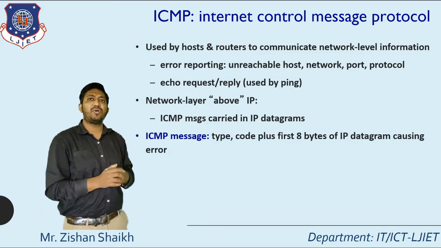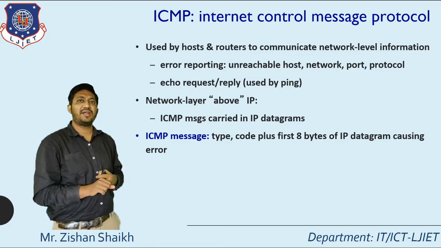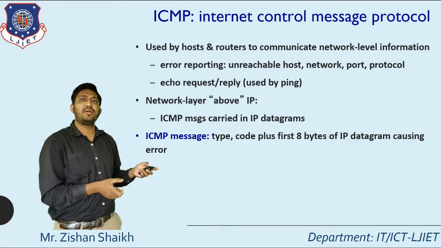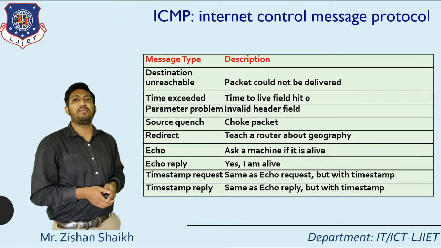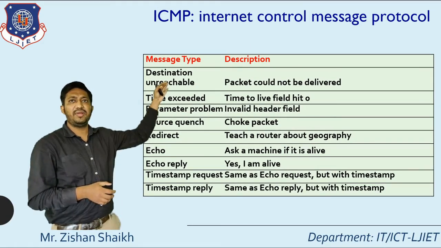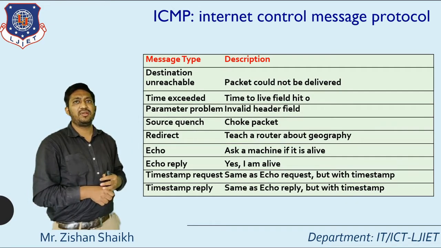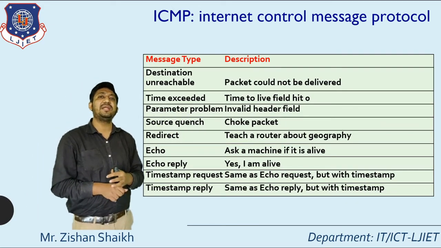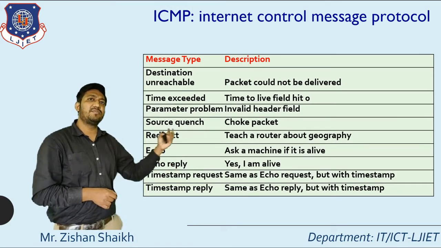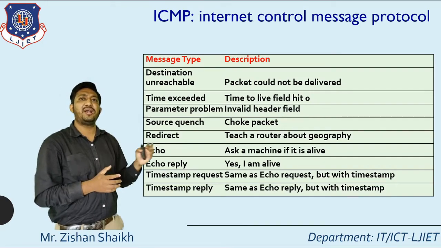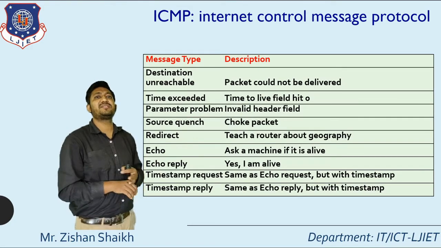If we are talking about how the ICMP message format works, it contains only three parts: type, code, and the particular message. When we are talking about the message type, if it is destination unreachable, that means the packet could not be delivered to that particular host. Echo asks the machine whether it is alive or not. If an echo reply comes, it means it is alive there.